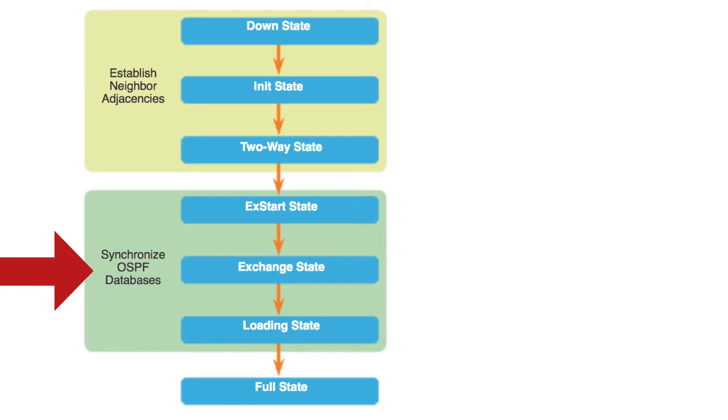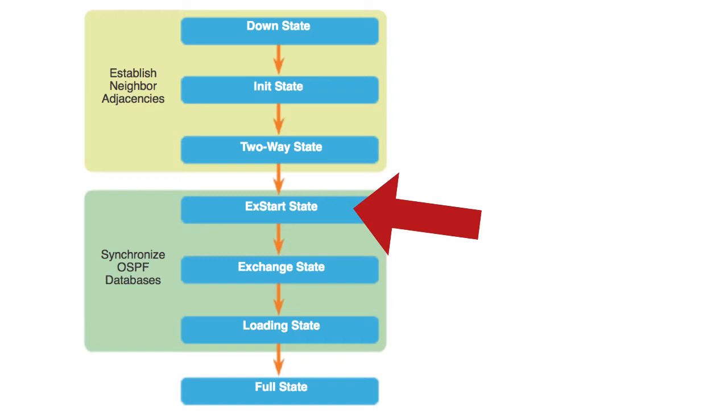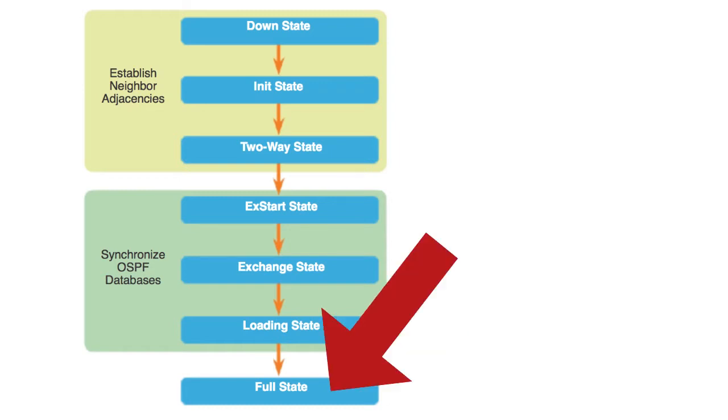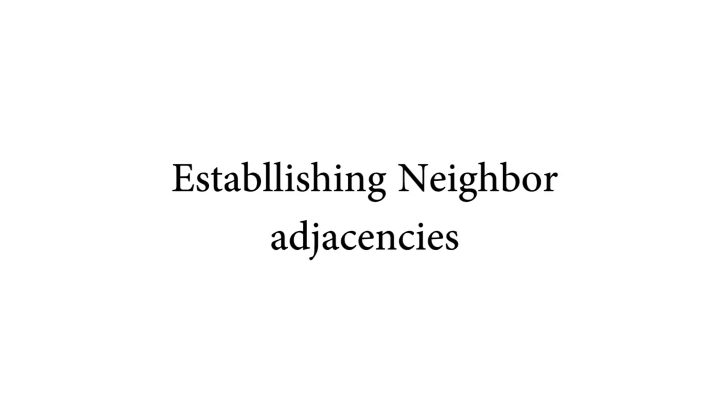In the second phase, the OSPF router will synchronize its databases. In the ExStart state, it negotiates master and slave relationships and DBD packet sequence number. The master initiates the DBD packet exchange. In the exchange state, routers exchange DBD packets. If additional router information is required, the router transitions to the loading state. Otherwise, it transitions to the full state. If the router transitions to the loading state, link state requests and link state updates are used to gain additional route information. And then, it transitions to the full state, establishing neighbor adjacencies.